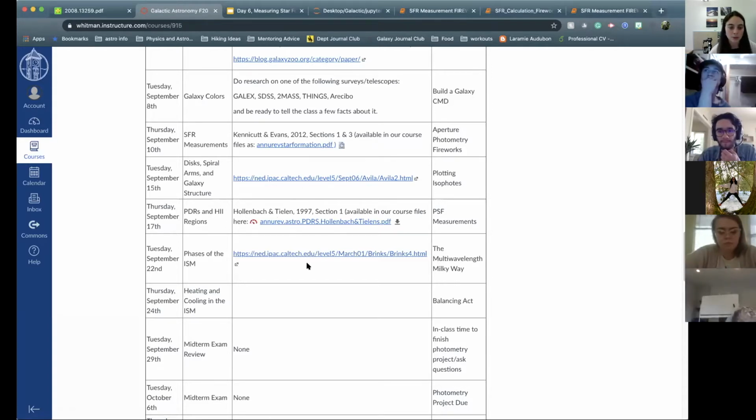We're also going to have a few days where we're using NED level 5. They're readings from NED level 5. NED is the NASA Extragalactic Database. I forget what the N stands for. But you can look up data on galaxies there, and at level 5, they get experts to write summaries that are a little shorter, a little more user-friendly than an annual review. It's another really good place if you're looking for a general set of information about anything. So a lot of what we're going to be reading from now on will be either NED level 5 or sections of annual review articles.